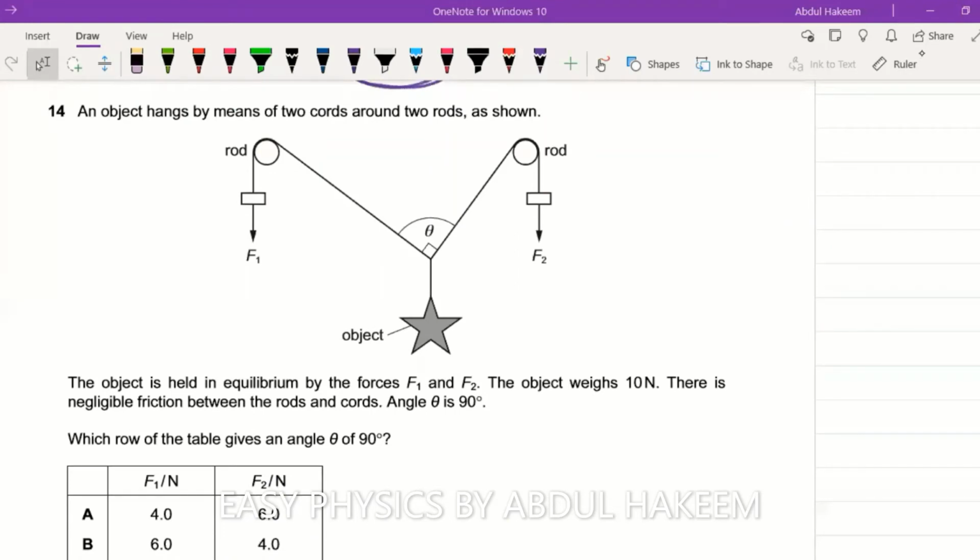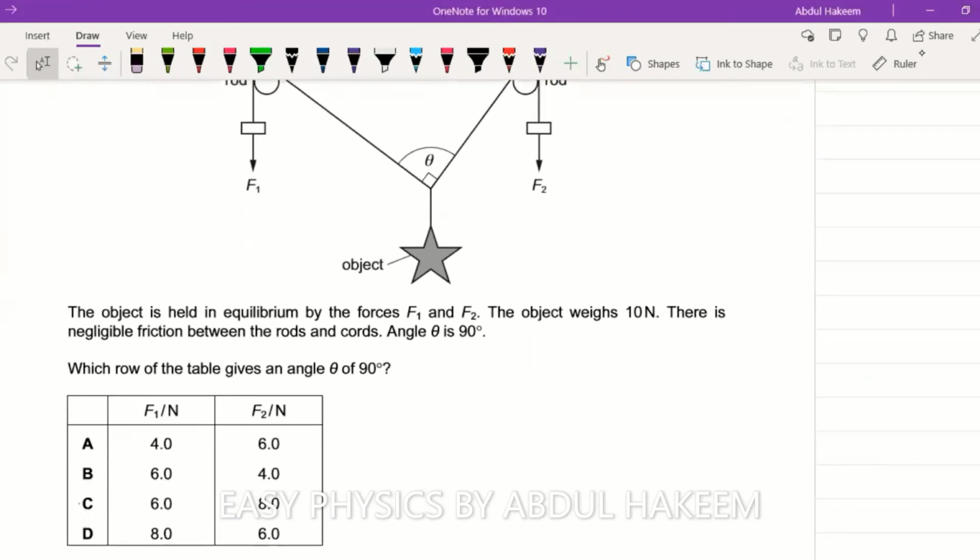An object hangs by means of two cords around two rods as shown. The object is held in equilibrium by the forces F1 and F2. The object weighs 10 Newton. There is negligible friction between the rod and the cord, and angle theta is 90 degrees. Which row of the table gives an angle theta after 90 degrees?